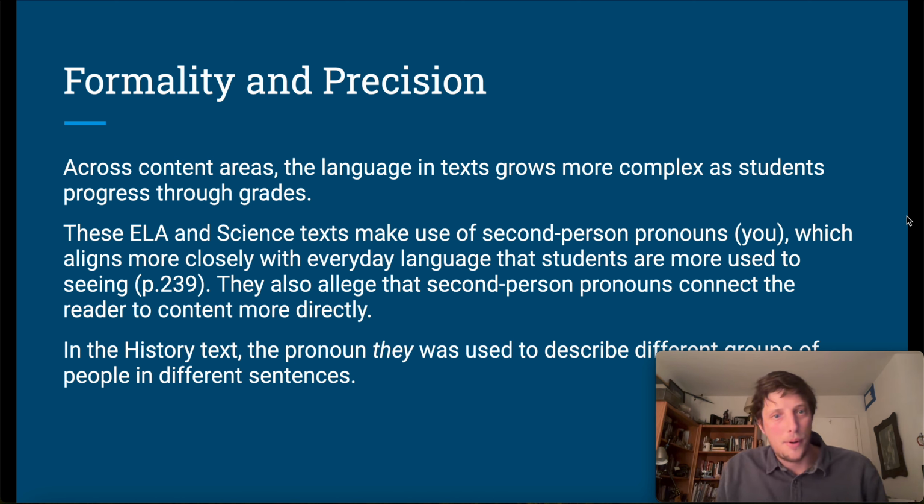In the history text, however, the pronoun they was used quite a bit to describe different groups of people in different sentences. In one sentence, they referred to the American colonists prior to the Revolutionary War, and in another sentence, the word they was used to describe the British, which are very different groups of people, although they were referred to by the same pronoun.